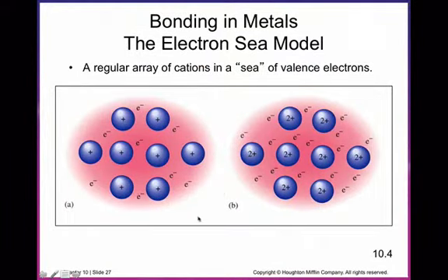Within metals, there are two different bonding theories or models you could use, but they both say the same thing. The electron sea model is a more general model.